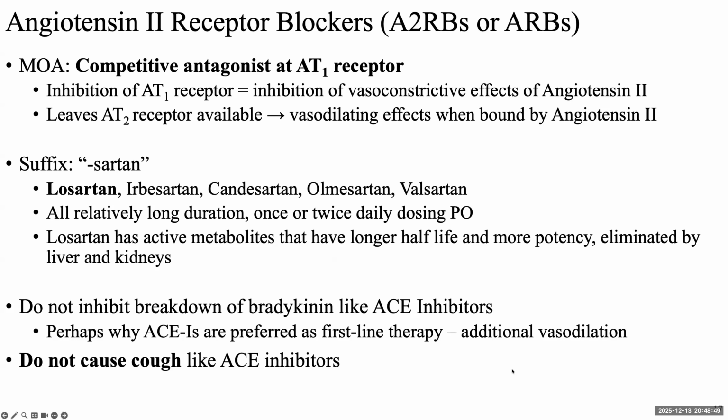All right. Now we have the angiotensin 2 receptor blockers. You could call that the A2RBs, or if you just want to make it easier, ARBs, right? ARBs. Obviously, the mechanism of action is in the name, but they are a competitive antagonist at the AT1 receptor. So by inhibiting the AT1 receptor, we are inhibiting the vasoconstrictive effects of angiotensin 2.